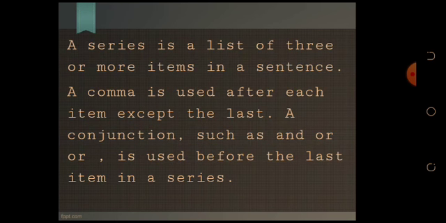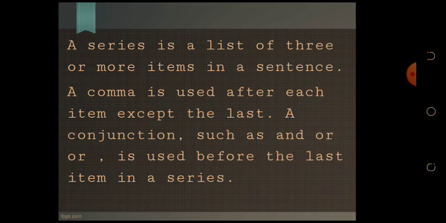A series. A series is made up of 3 or more items. If it's not up to 3, it's not a series. And it has to be in the same sentence. After each item in a series, there must be a comma.